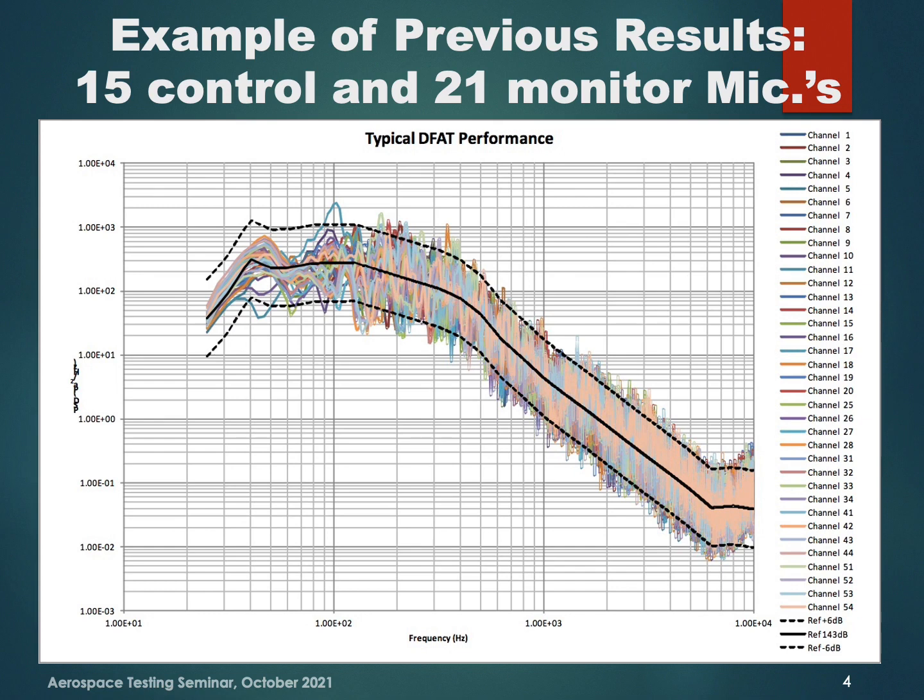In this example, we have 15 controls and 21 monitor mic PSDs overlaid on each other, as you can see. The uniformity is quite good, within plus or minus 3 plus dB for the entire frequency range.